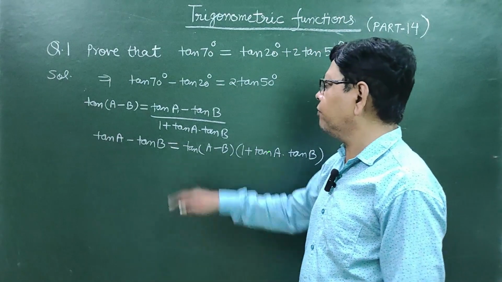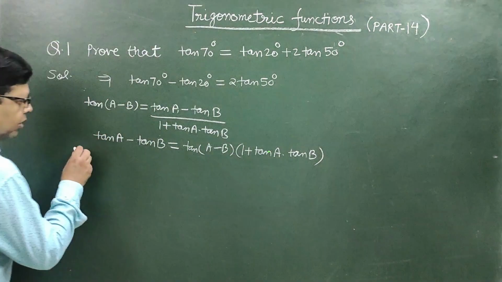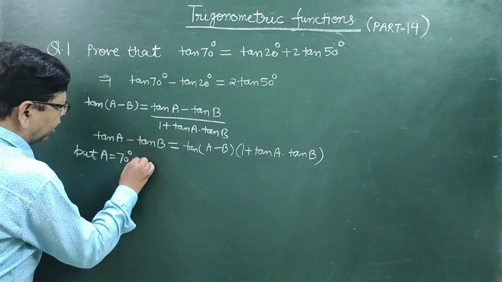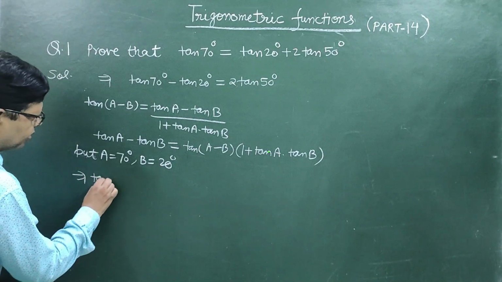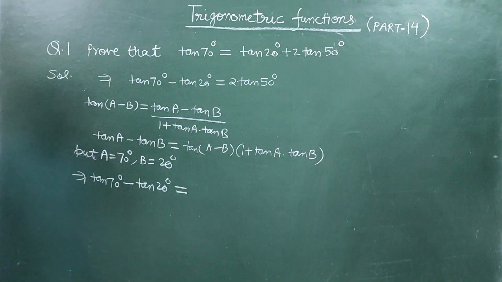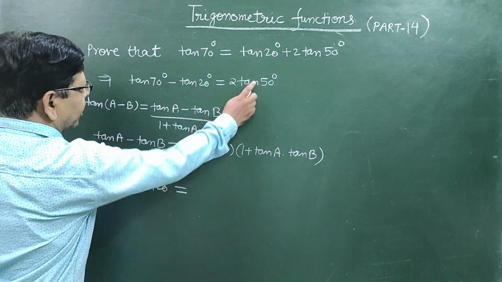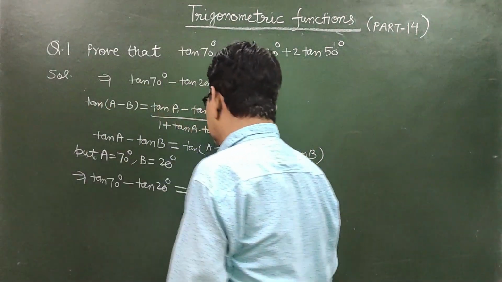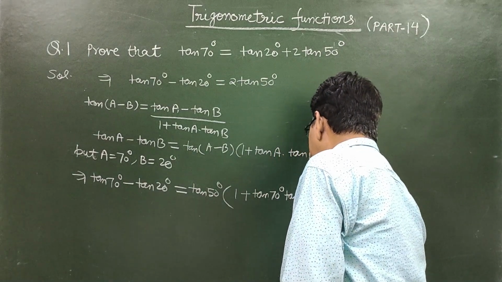Now on this side, let A be equal to 70 degree and B equal to 20 degree. Then tan 70 degree minus tan 20 degree is equal to, here we get the difference of these angles, 70 minus 20, 50, so tan 50 degree into 1 plus tan 70 degree into tan 20 degree.